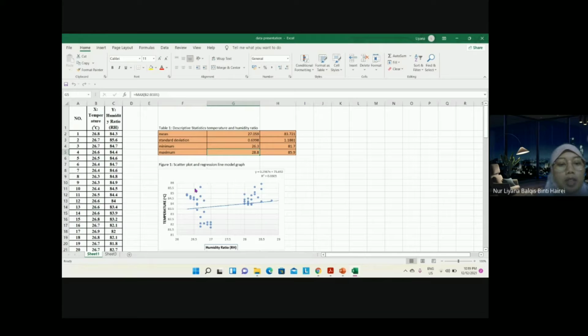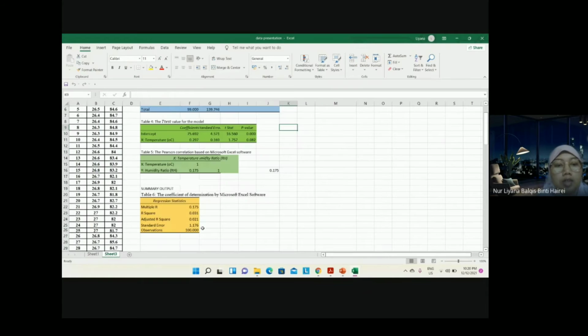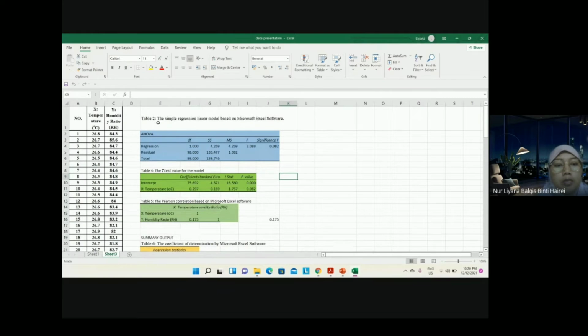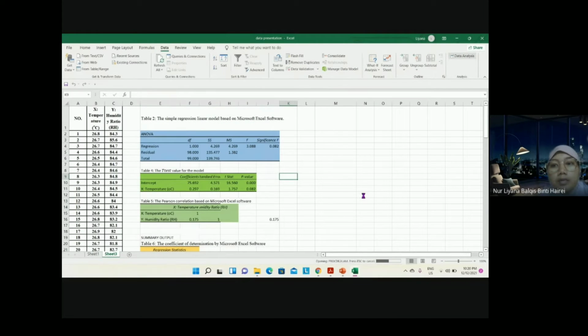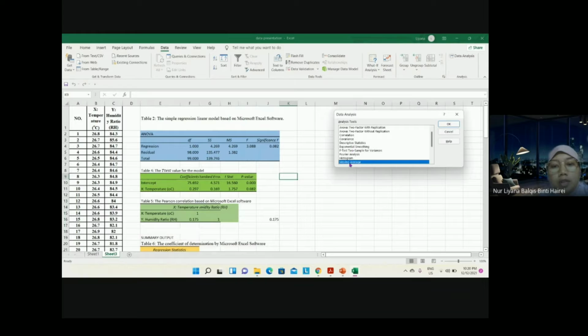Next, for the scatter plot and regression line model graph, we obtain this by plotting the humidity ratio against temperature. For the next question, to obtain Table 2, Table 4 and Table 6, we use the regression data analysis.